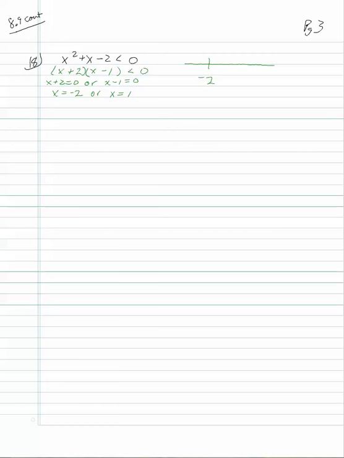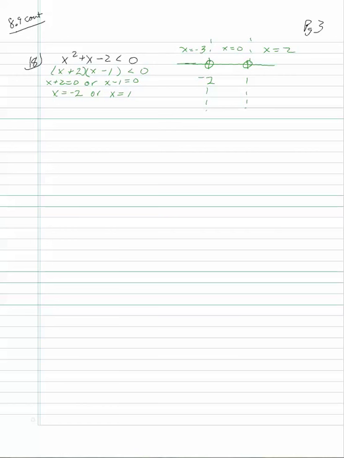Negative 2. And again, I don't really have to scale it. I'm going to put open circles because there's no equal to. It's just strictly greater than or less than. This case is strictly less than. Okay, pick a number. See, it splits the number line into 3 intervals, 3 pieces. Pick a number in each interval. So let's pick x equals negative 3, x equals 0, x equals 2. And let's plug it in.